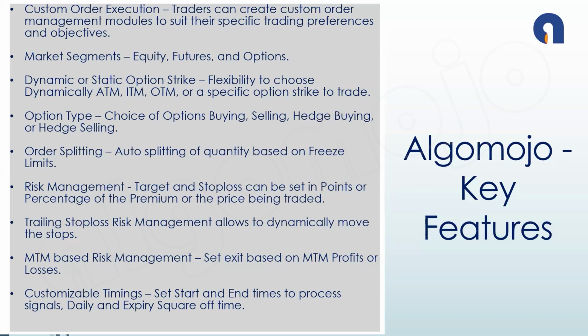You can also set the start time and end time to process the signal. Suppose you're a trader and you don't want to trade in the first hour because the volatility is high and you're not very sure which direction the market might go. You might like to start after, say, 11 o'clock in the morning. You can set the start time as 11 o'clock and the end time as, say, 2:30. So any signals coming in this window, from 11 o'clock to 2:30 or 3 o'clock, whatever time frame you've set, will be processed. And signals coming in earlier than that or past the end time you've set will be ignored.